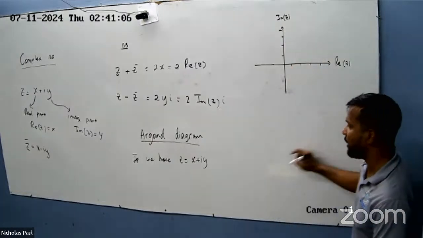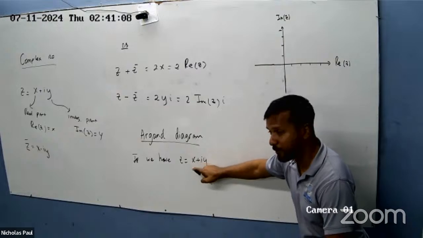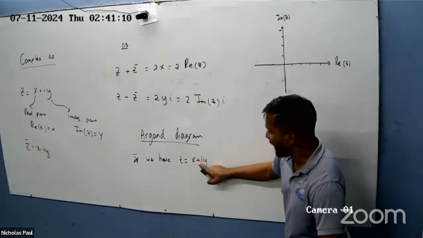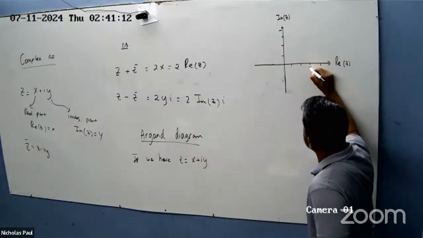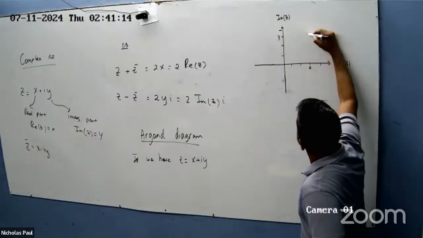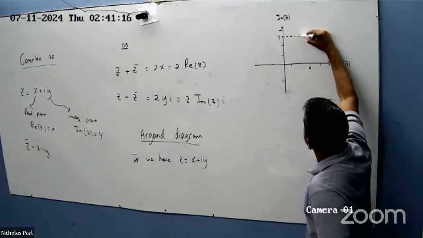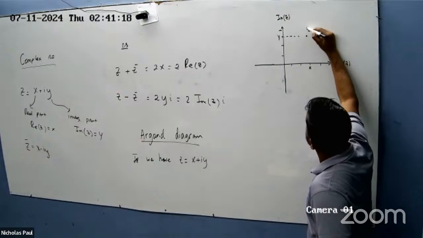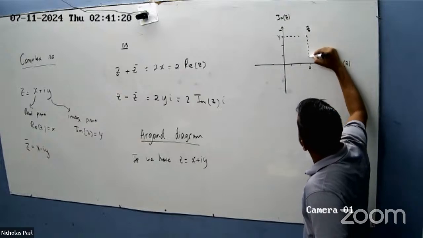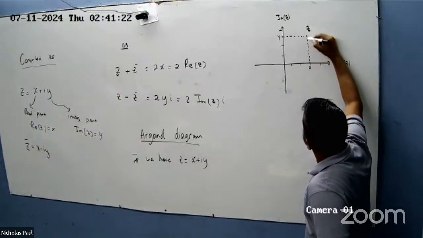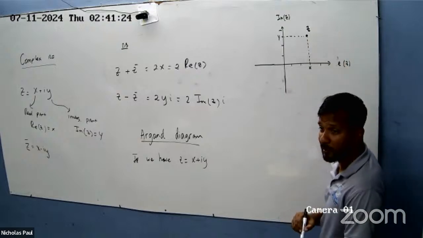So for example, if I wanted to plot this point, I'm going to plot x and plot y. So let's pretend here is x, and here is y. When I plot it, I'll get z. Z is right here. Are you okay with that?